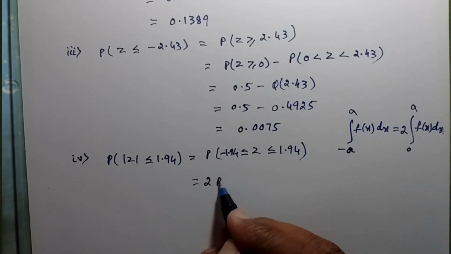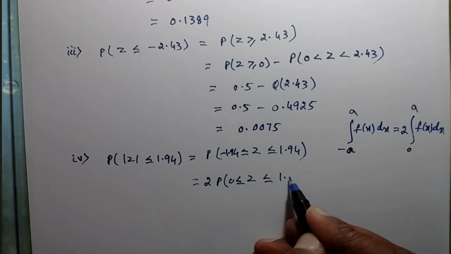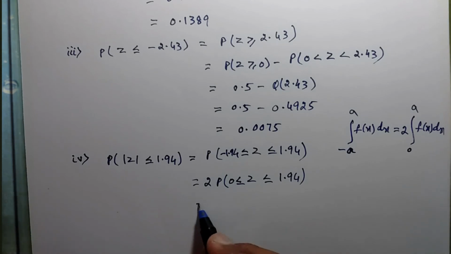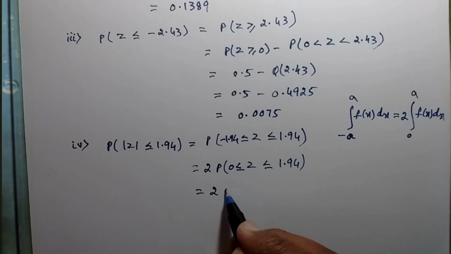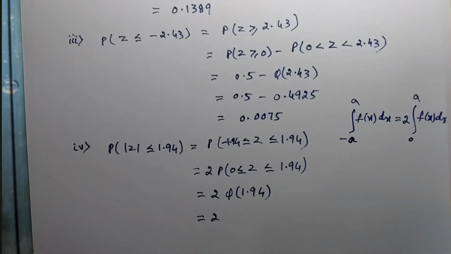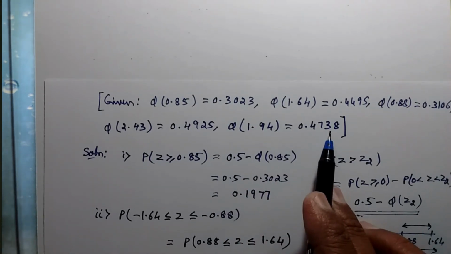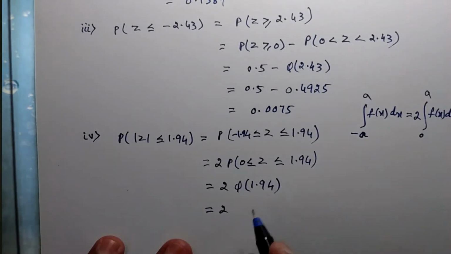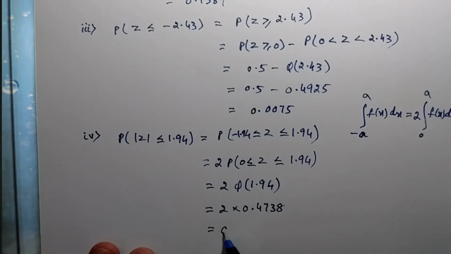I can write 2 times the probability when the value of z lies between 0 to 1.94, which is nothing but 2 times phi of z2, because whenever you have the probability between 0 to z2, it will be phi of z2. The z2 value is 1.94, which will be 2 times phi of 1.94, already given over here in the equation as 0.4738. So plug in over here: 0.4738. Multiply this and we will get 0.9476. That is the solution you have.